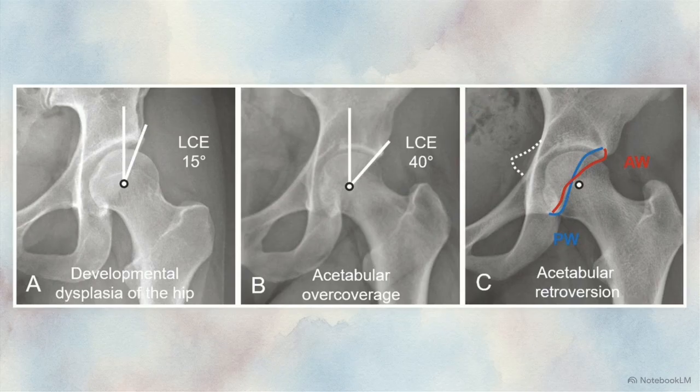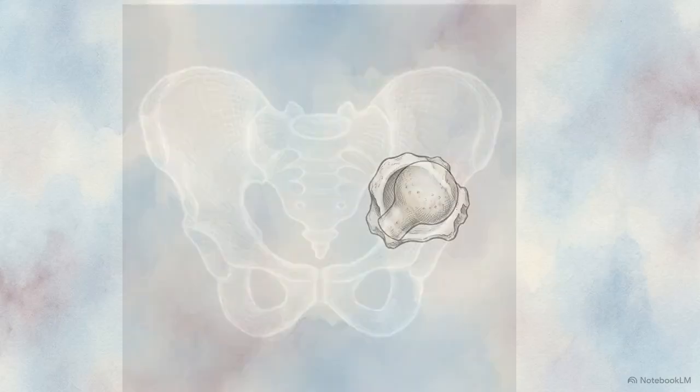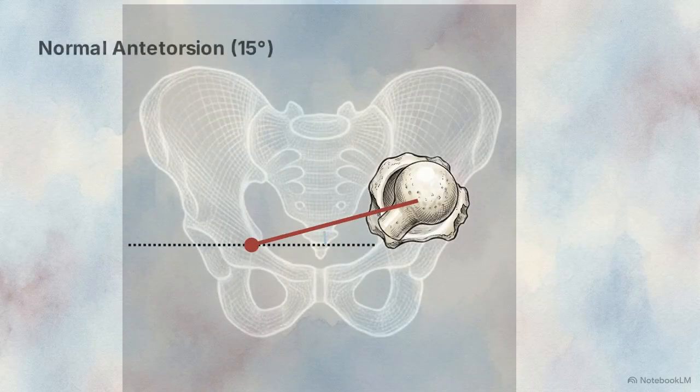Pincer conflict is also influenced by acetabular retroversion, where the entire socket is tilted backward, crowding the joint's anterior space. On a radiograph, retroversion is identified by the crossover sign, where the anterior wall projects lateral to the posterior wall. While these morphological traits are often found in asymptomatic individuals, in patients with pain, they provide the structural basis for progressive cartilage delamination.